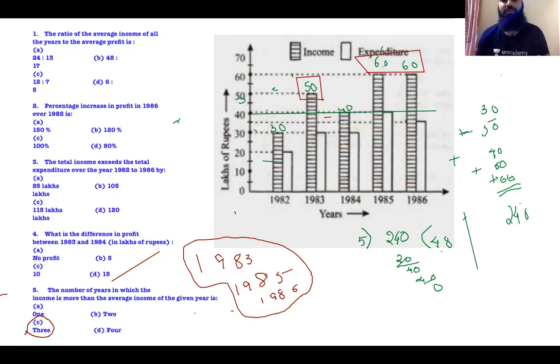Okay, so have you understood this set? Shall we go for the next one? Okay. Let's move to the next set.